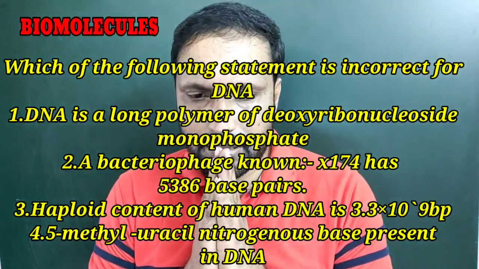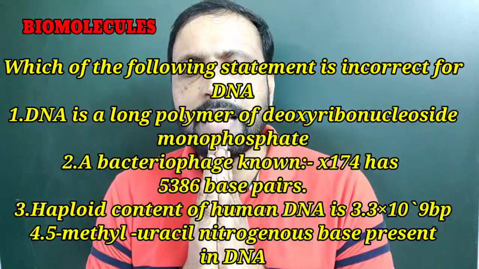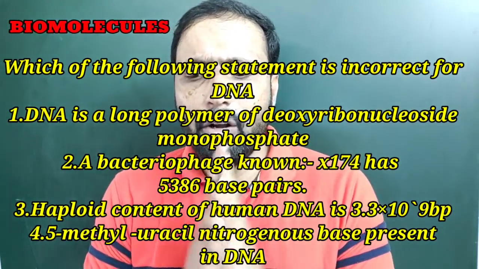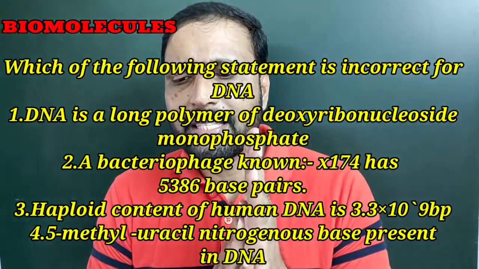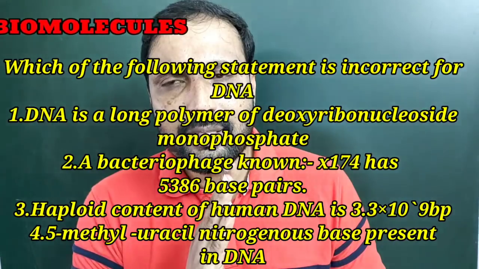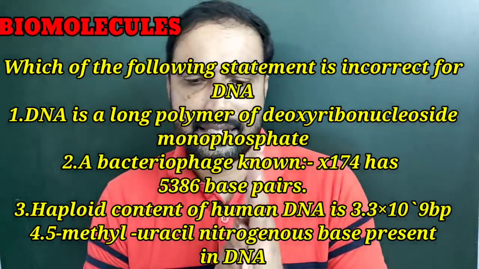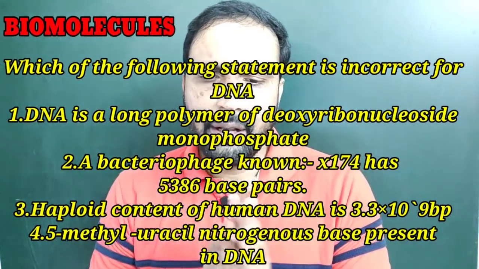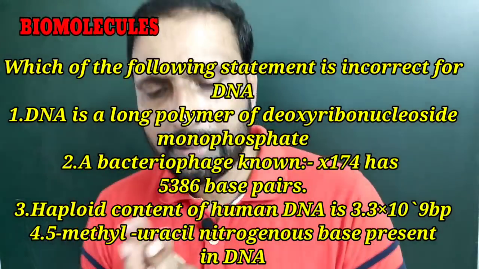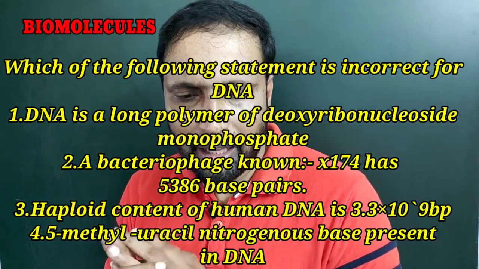Look at the options. Yes, DNA is a long polymer of deoxyribonucleoside monophosphate. Correct. Bacteriophage known as phi X174 has 5386 base pairs, 5386 nucleotides. Haploid content of human DNA is 3.3 into 10 power 9 base pairs. Correct. 5-methyl-uracil nitrogenous base present in DNA.